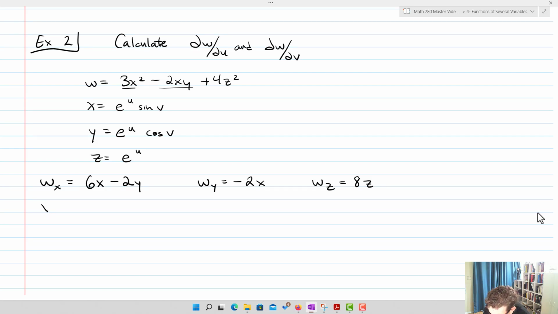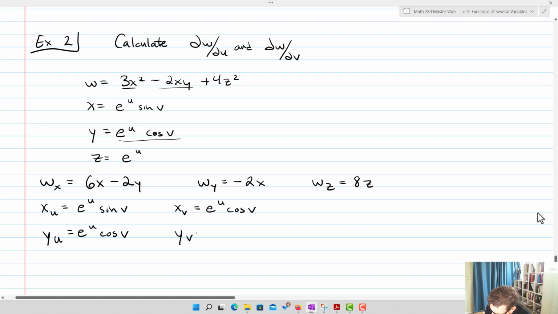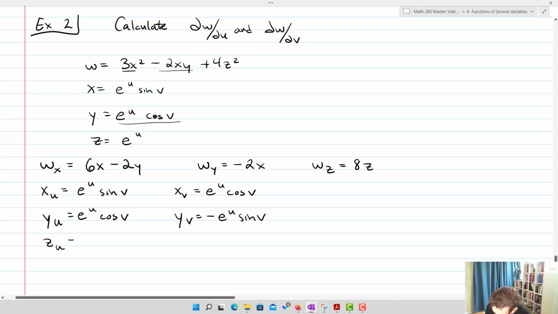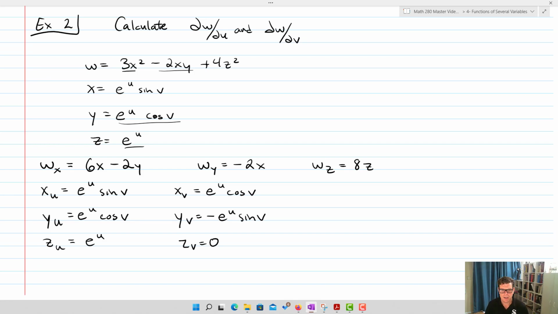Now, let's do the partials for x, for x_u. So x_u is just going to be e to the u sine v, because the derivative of e to the u is just e to the u. And then x_v is going to equal e to the u cosine v. Then I'm going to take y_u. y_u is going to be e to the u cosine v, and y_v is going to equal negative e to the u sine v. Then z_u will be just e to the u, and z_v is going to be 0, because there are no v's in e to the u, so that operates as a constant. The derivative of a constant is still 0.